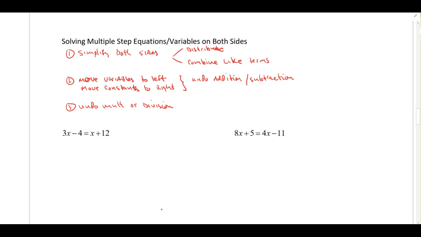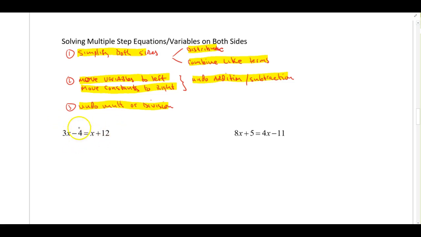the steps are no different than what we set up above. All right, your first step is going to be to simplify both sides by distributing if necessary, and then combining like terms. Then move variables to the left, constants to the right, and that's by undoing any addition or subtraction. And then last but not least, undo multiplication or division. Once you master how to do one or two of these, all of them are the same. So let's look at some examples.